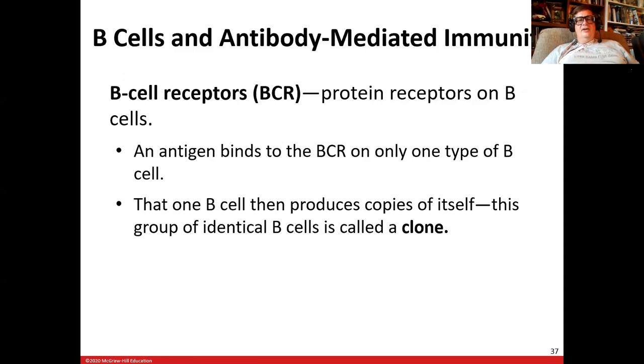So cell-mediated and antibody-mediated. B cell receptor proteins are on B cells, no surprise. The antigen, the thing that can generate an immune response, the thing that doesn't belong, binds to the receptor on only one type of B cell. We already said that. That B cell then copies itself, and the group of identical B cells that you make are called clones.